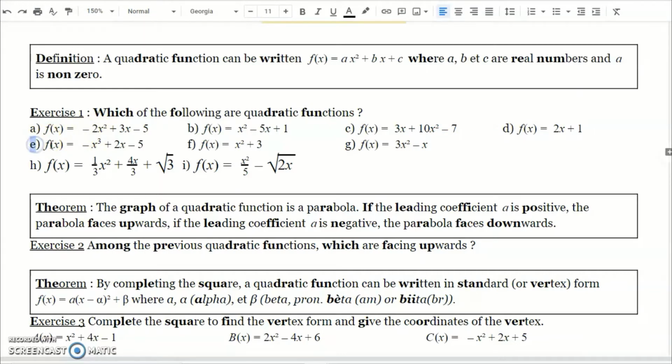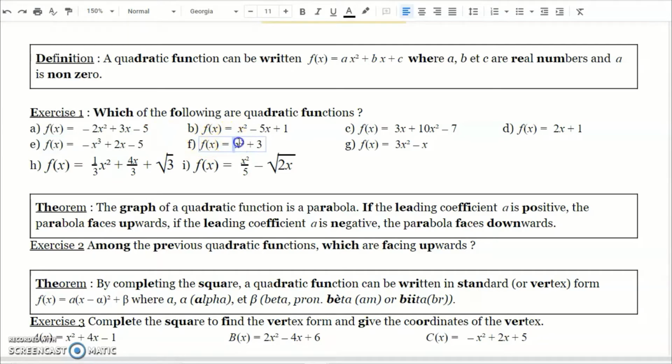E. f of x is negative x cubed plus 2x minus 5. Of course, there's an x cubed here, and it's not supposed to be here because in a quadratic function there's only an x squared, x, and constant terms. So this is not quadratic.